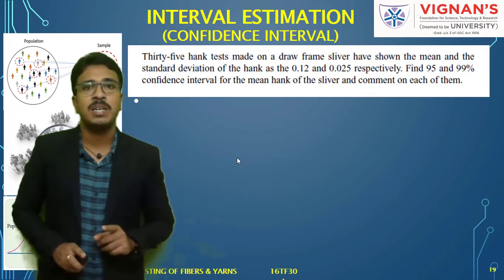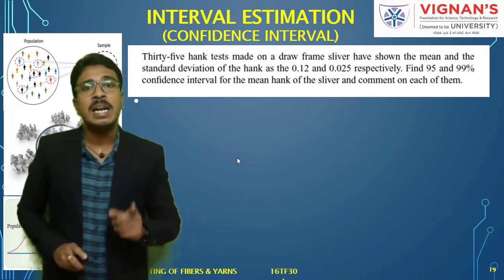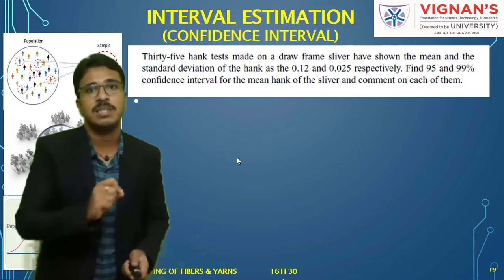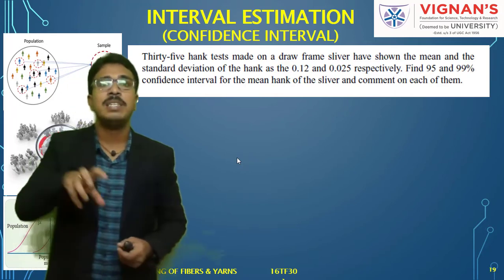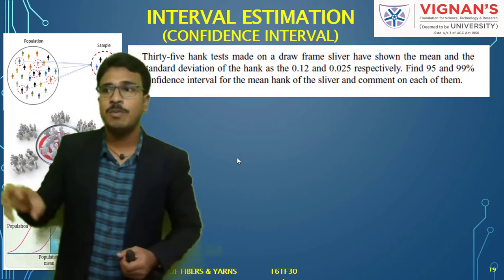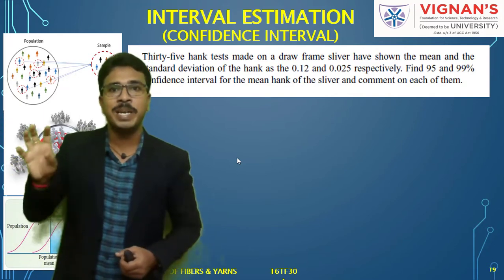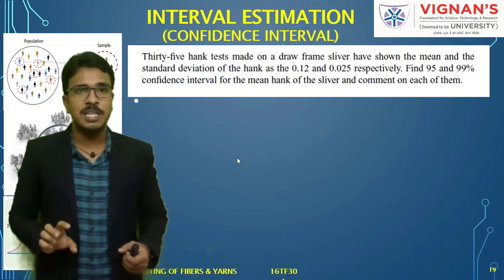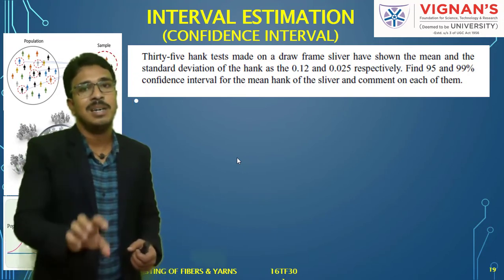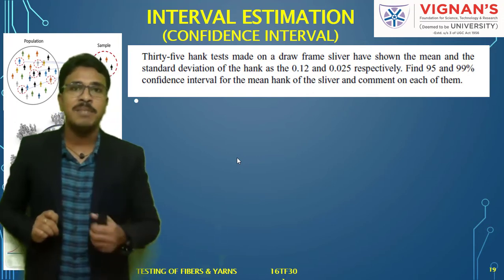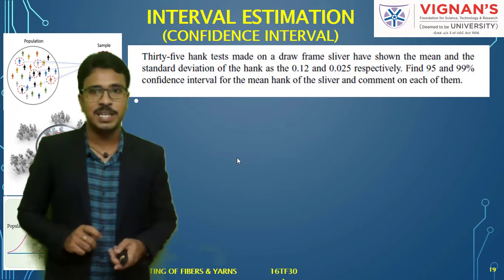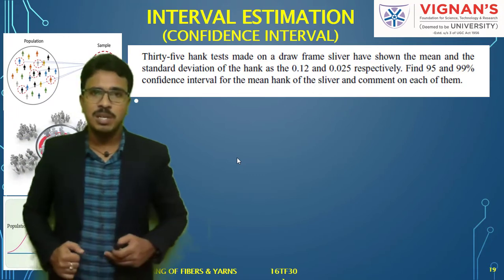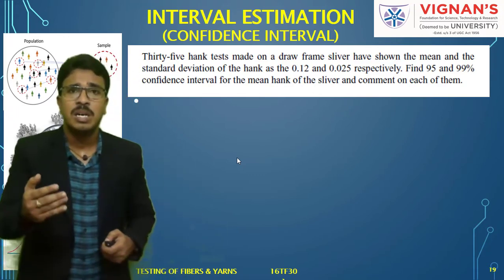And what we have to find out is, at 95% and 99% confidence interval, what is the mean hank of sliver? The mean hank of sliver is nothing but our population. So for this population, at 95% and 99%, what is the mean value? We need to find it out.